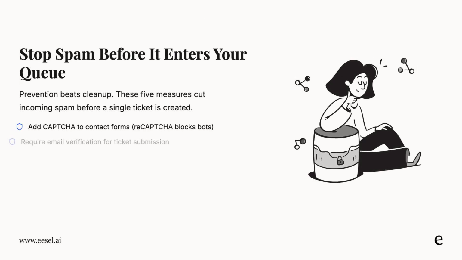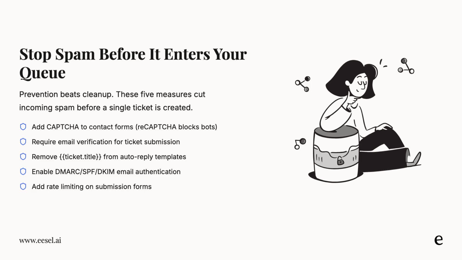Prevention beats cleanup. Add reCAPTCHA to your contact forms to block automated submissions. Require email verification before users can submit tickets. Critically, remove ticket.title and ticket.description from your auto-reply templates. Attackers exploit those placeholders to forward spam content to victims through your system.